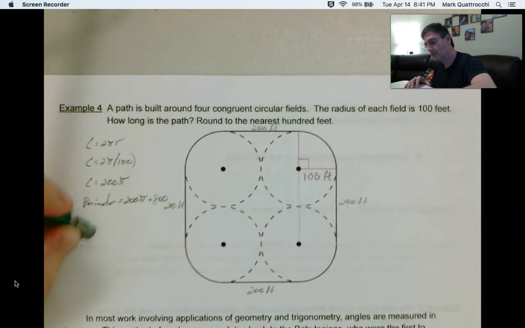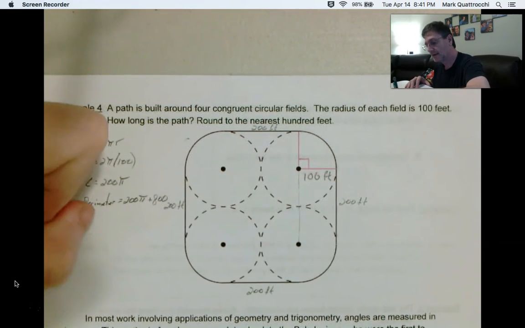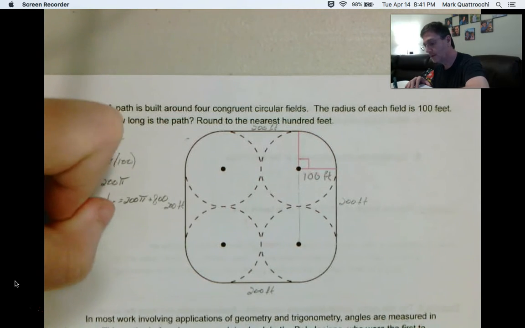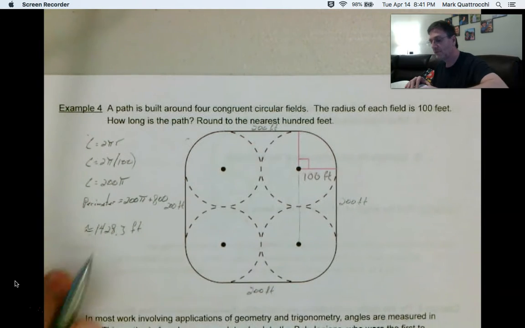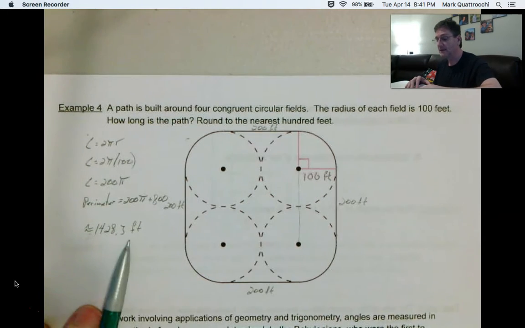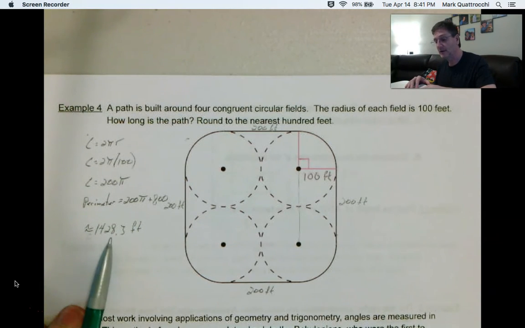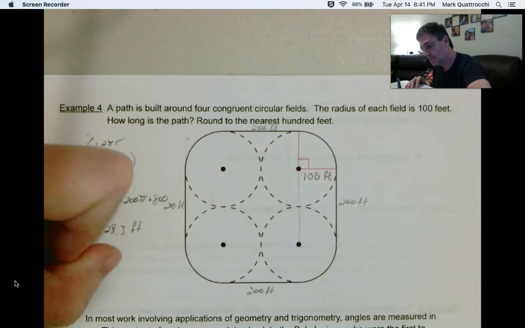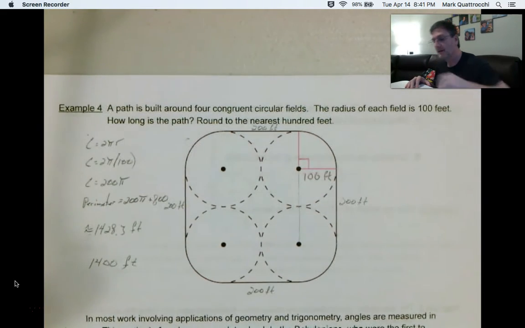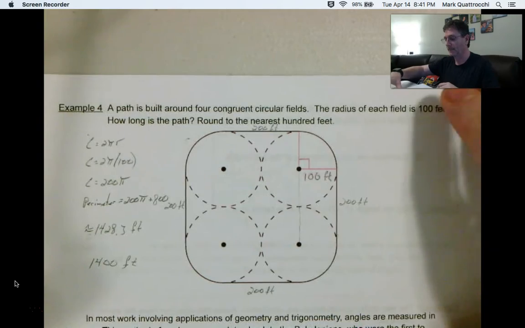Let's go approximate; I'll round in a second. Approximately 1,428.3 feet. We're rounding to the nearest 100 feet, not to the nearest foot, not to the nearest 10 feet, to the nearest 100 feet. So 1,428 rounds down, because 28 is lower than 50, to 1,400 feet. That's our answer to example 4.